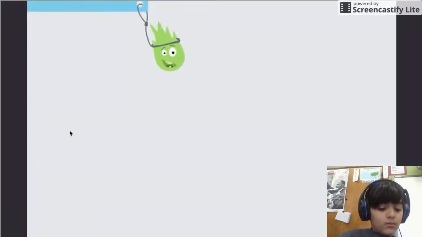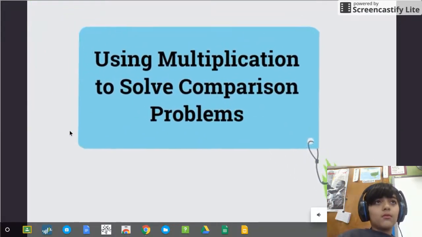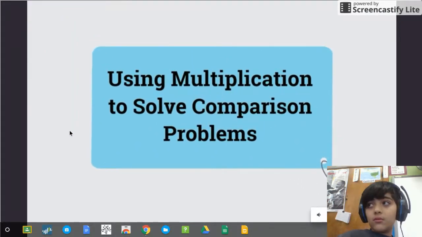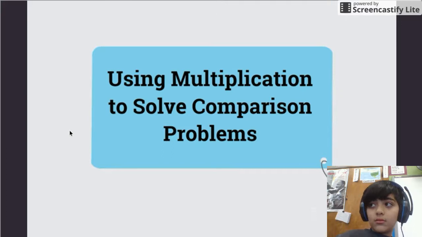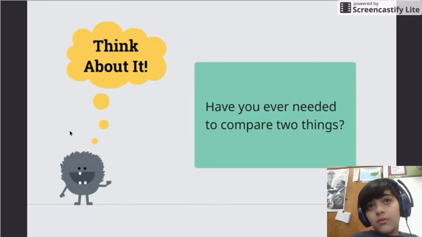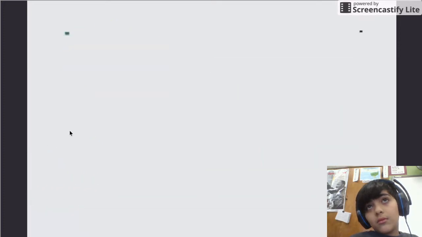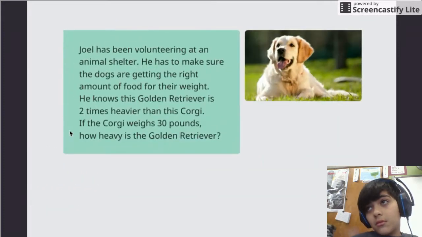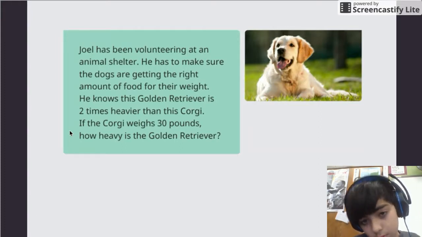Hey, how's it going? I'm Carmen, and today we'll be learning about using multiplication to solve comparison problems. Have you ever needed to compare two things? For example, Joel has been volunteering at the animal shelter. He has to make sure the dogs are getting the right amount of food for their weight.